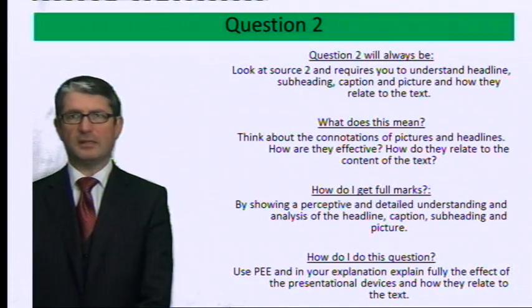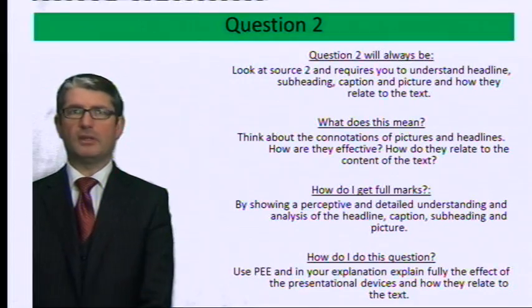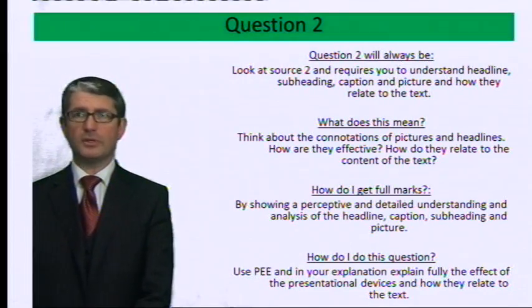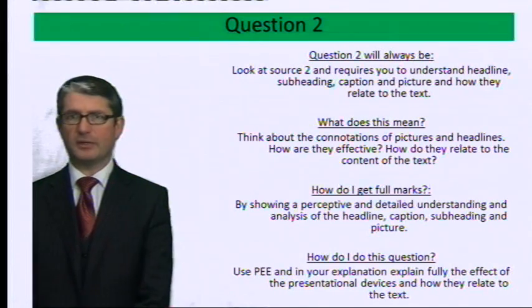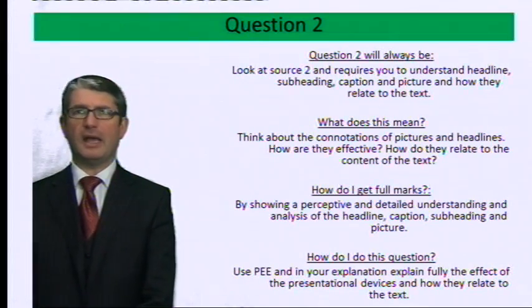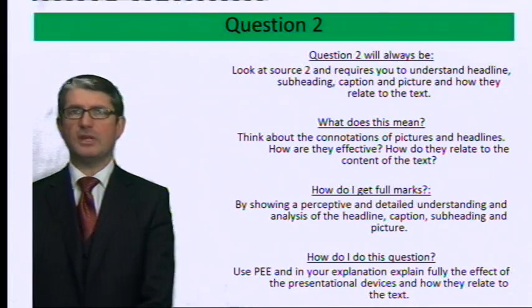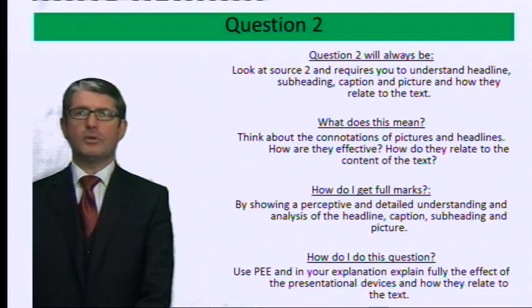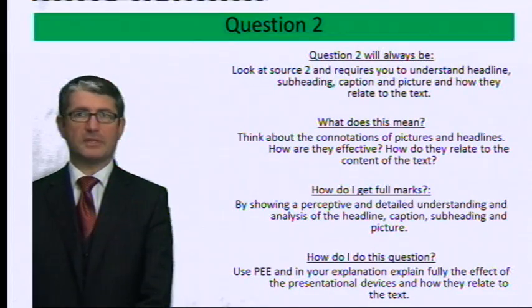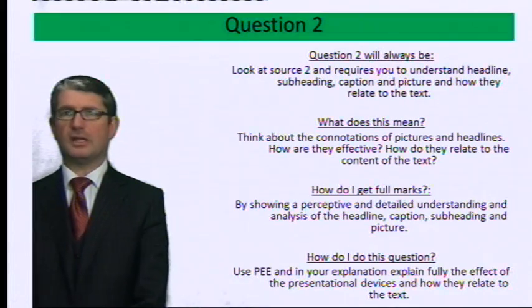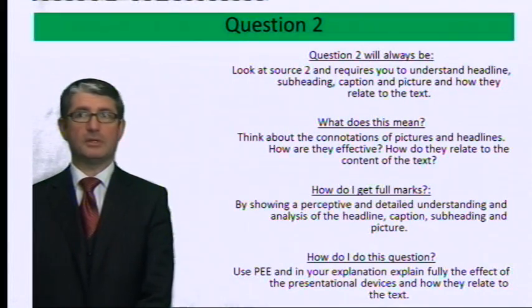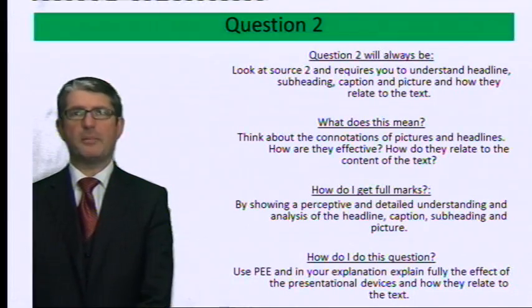And for A star candidates, this is about going well beyond the obvious comments. Start with the obvious, start with the straightforward comments, but the C grade candidates will be doing that. You need to be able to think of associated ideas, associations of words and pictures and so on that are going to be beyond the obvious ideas. So how do I get full marks? Well, by having that perception, by showing a perceptive and detailed understanding and analysis of the headline, caption, subheading and picture. That's easier to say than to do, and in the examination, don't allow yourself to be panicked.